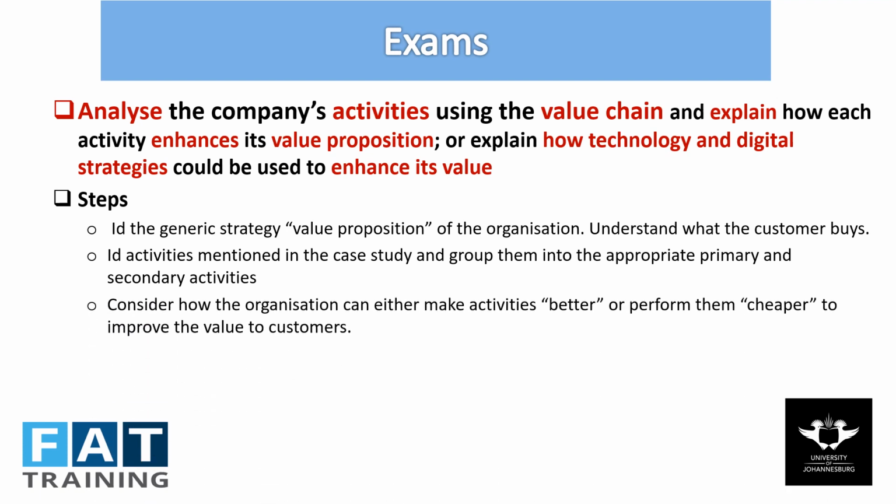Okay, then to answer the second part, the explanation of how value is added. You need to consider how the organization either currently is making things either better or cheaper to improve the value that it delivers to its customer. Or in the case of the technology, you need to say, how could a company use different types of technology to either make things better for differentiators or cheaper for cost leaders?